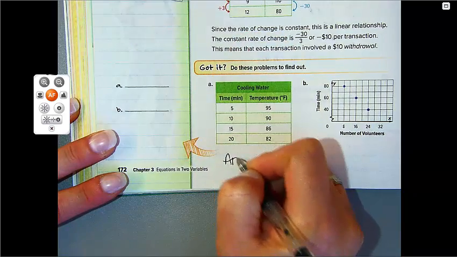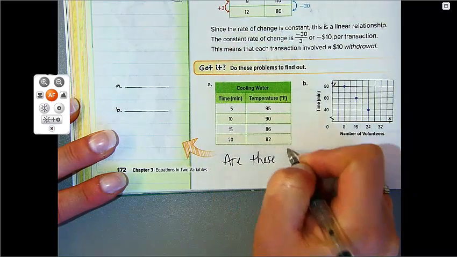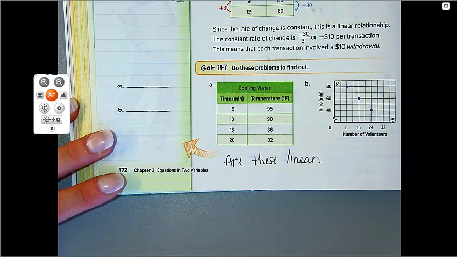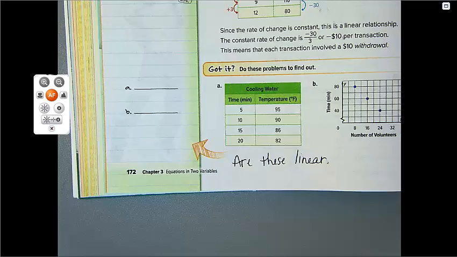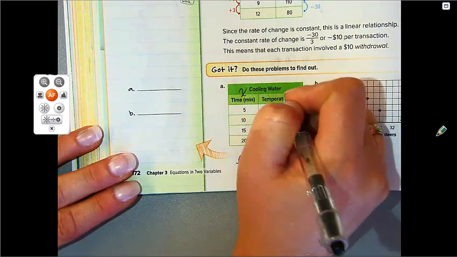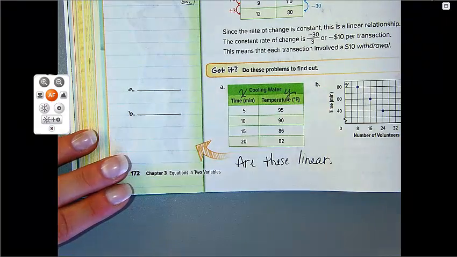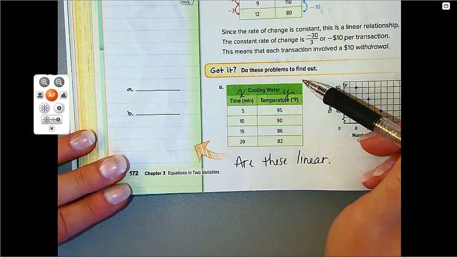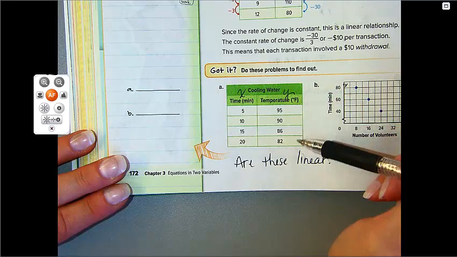So our question here is, are these linear? Well, we have to figure that out. We have to put the change in Y over the change in X. And if it doesn't tell you which one's X and Y, the first column will be X and the second column will be Y. So here's my X's. My X's are time. My Y's are going to then be temperature in Fahrenheit.